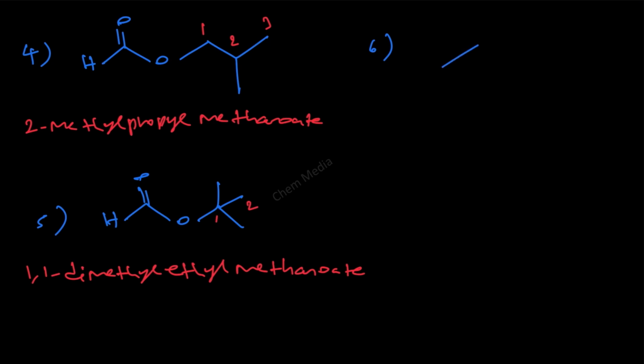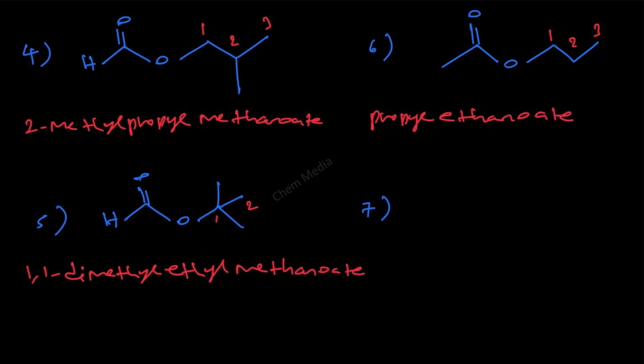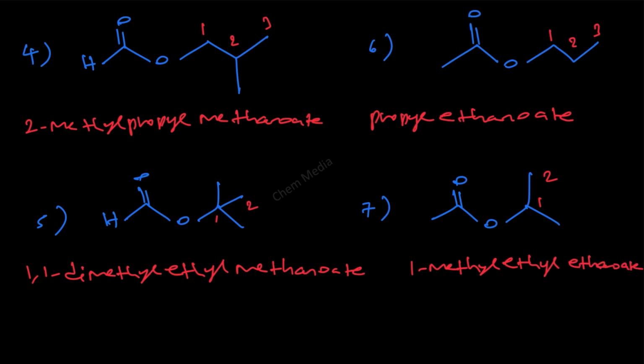So that would be a methyl group and then C double bond O and then 1, 2, 3. So this will be propyl ethanoate. And then we can also write isopropyl ethanoate. So that would be CH3, C double bond O and then an isopropyl unit. So the systematic IUPAC name for this one is 1-methyl ethyl ethanoate. We are exhausted with the ethanoate thing.